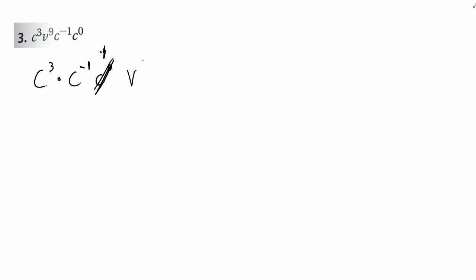And then there's a v to the ninth here. I can add these powers. 3 and a negative 1 make a 2. So c squared v to the ninth is your final answer, and that's the answer for number 3.